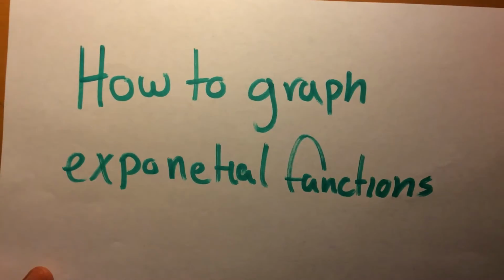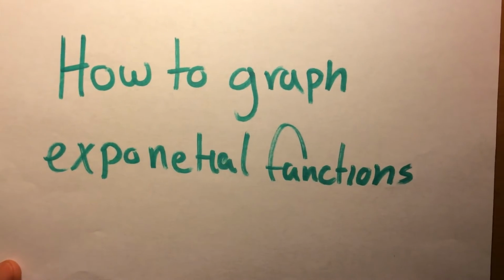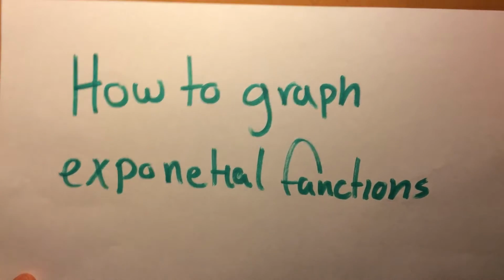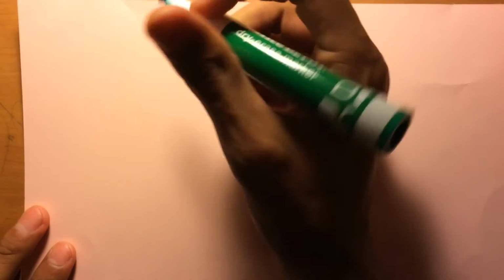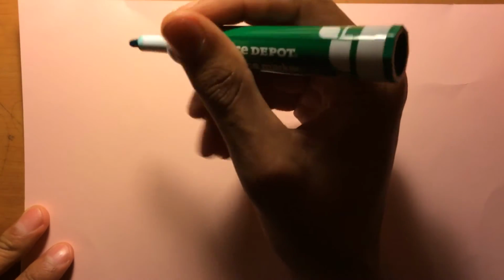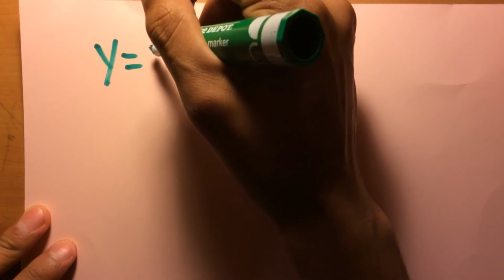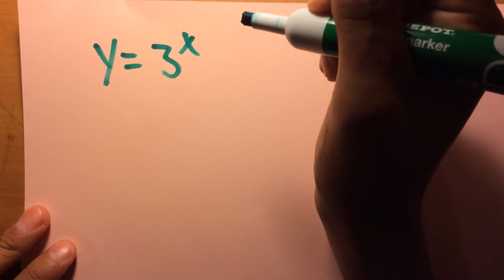I'm gonna do a drama life. Today we're gonna work on how to graph exponential functions. It's not that hard. Now, to graph an exponential function, we need to have a function. So we'll keep it with an easy function. We'll do y is equal to 3 to the x power.